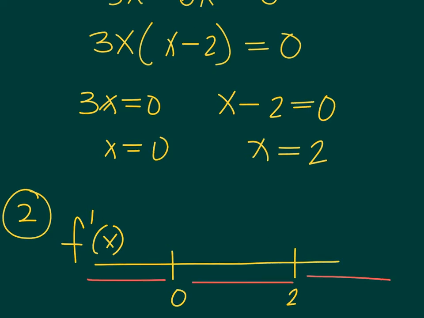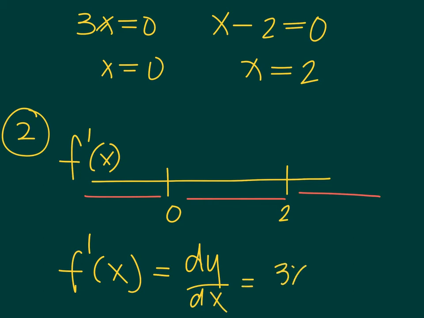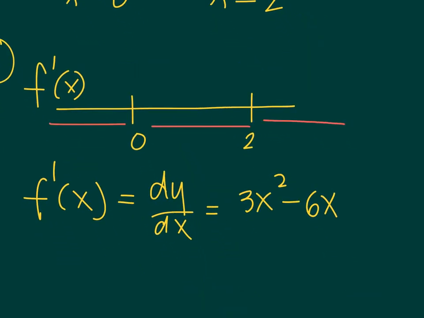Okay, so how? Note that the derivative, the f prime of x, or dy over dx, is equal to 3x squared minus 6x. So what are we going to do with this? Let us test first what is happening before 0. So simply put a value on the derivative and see what will happen to its value.